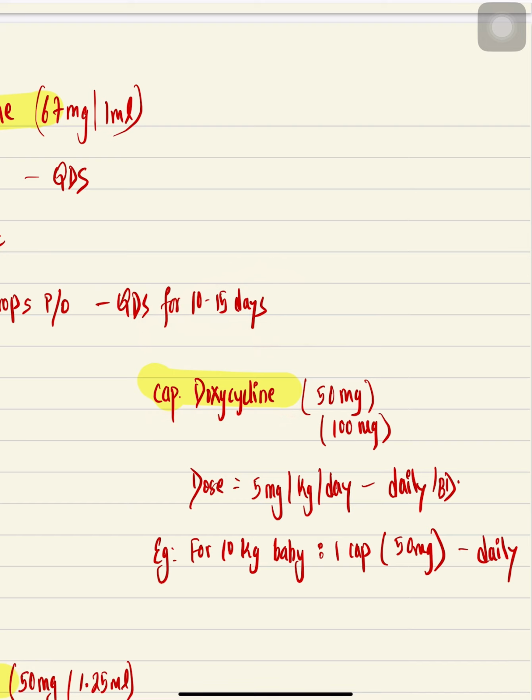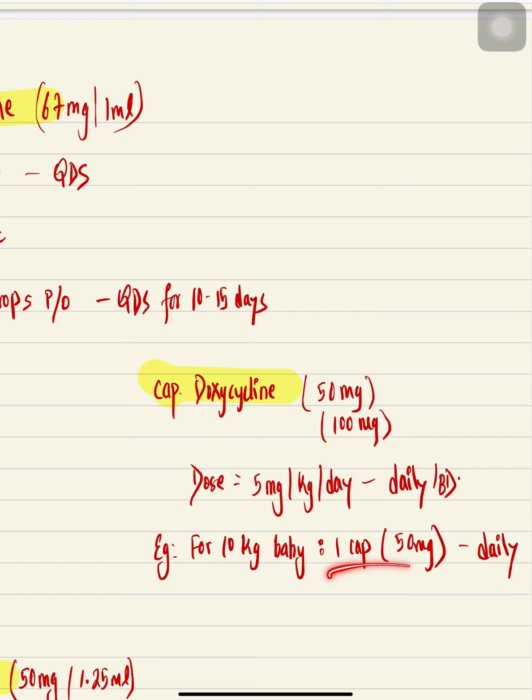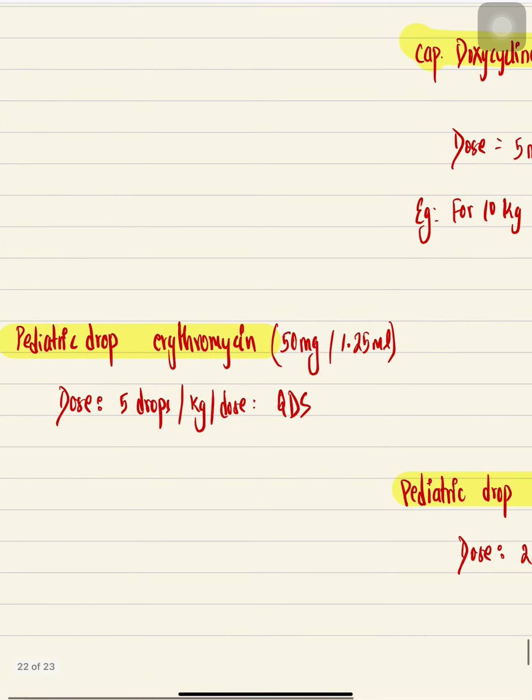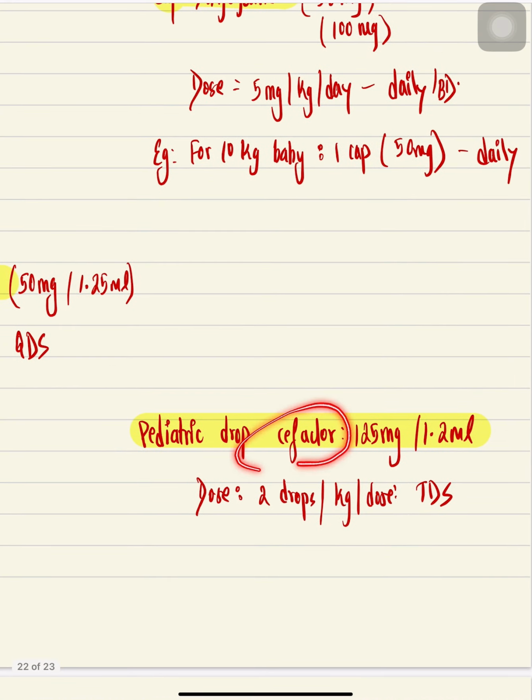Capsule doxycycline 50 mg or 100 mg. Dose is 5 mg per kg per day, daily or BD. For a 10 kg baby, 1 capsule 50 mg daily can be given. Pediatric drop erythromycin 50 mg over 1.25 ml. Dose is 5 drops per kg per dose, QDS. Pediatric drop cefaclor 125 mg over 1.25 ml. The dose is 2 drops per kg per dose, TDS.